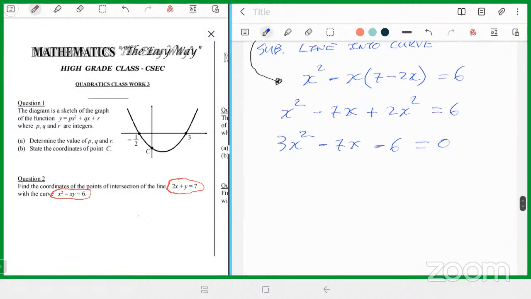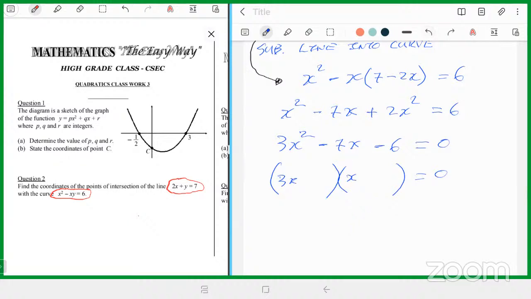So I'm going to write it down like this, as if I'm factorizing it. The only factors of the 3x squared, I put them in first: 3x and x. Then it's a matter of placing the factors of the 6 here and there. But we also have to bear in mind that the far product and the near product must give the middle term.